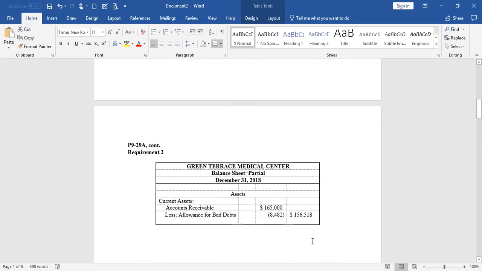So on December 31st, 2018, when we record our accounts receivable on our balance sheet, we will have accounts receivable, a balance of 165,000, less the allowance for bad debts of 8,482, giving us net accounts receivable, or what we really think we're going to collect, 156,518. So everything's the same between the two problems, except for how we came up with our estimate and actually recorded it.